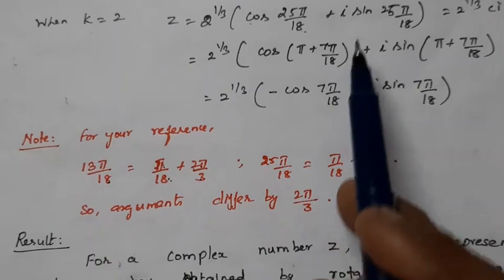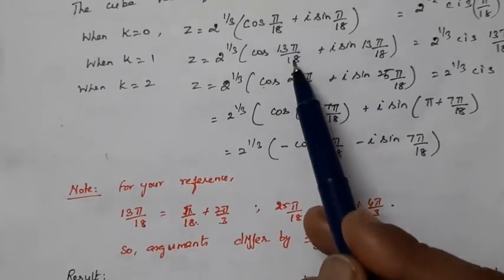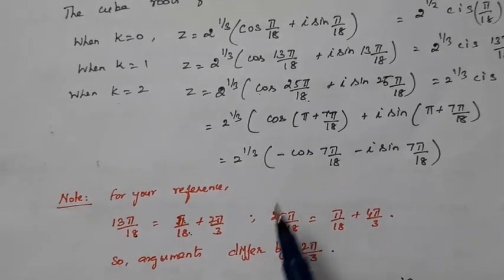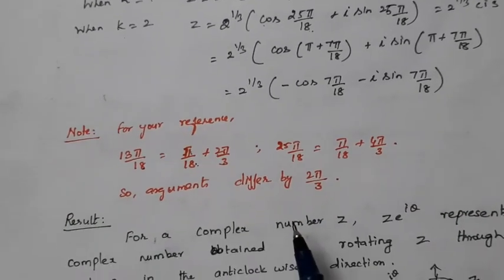Even though it is not visible directly, if you add 2 pi by 3 to the first argument, you will get the second one. Again, if you add 2 pi by 3 to the second one, you will get the third one. So the result that arguments differ by 2 pi by 3 is true.